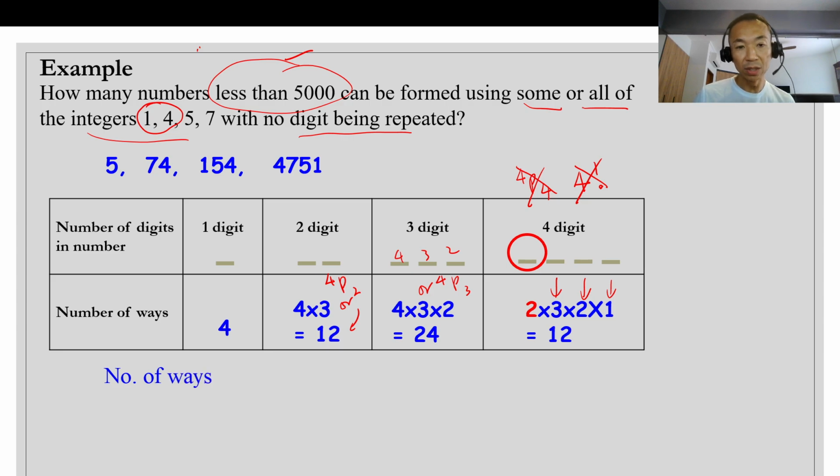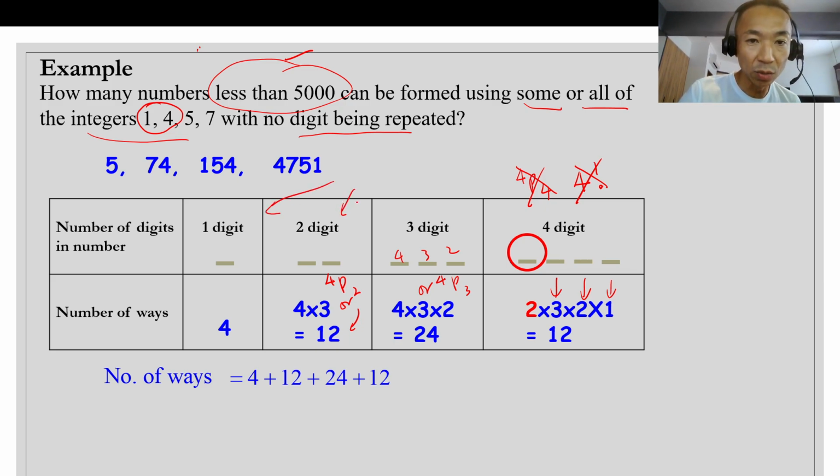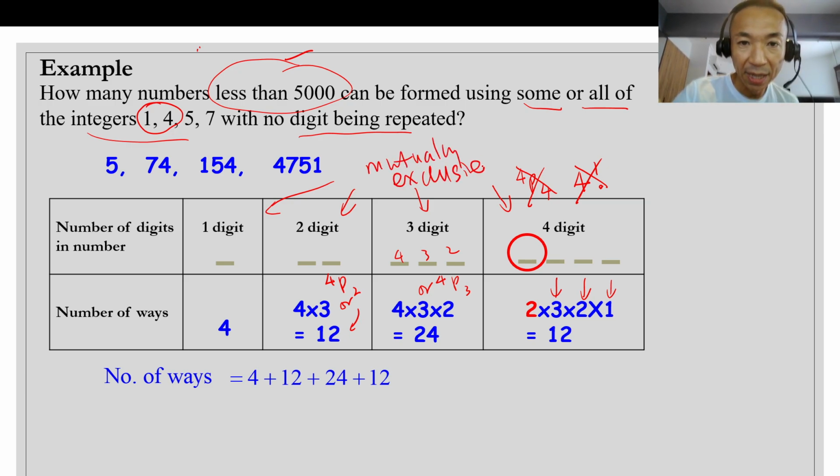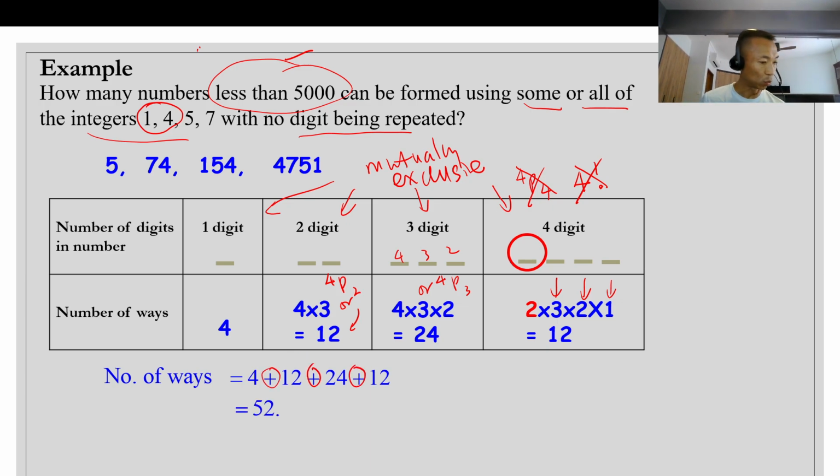So the total number of ways, now that we have divided into 4 separate cases, is the number of ways for each case, and you add them all up. The reason why you add them all up is because they are all mutually exclusive. If you get a 1-digit number, you won't get a 2-digit number, you won't get a 3-digit number. So all these cases are mutually exclusive. Therefore, you can add them all up. Final answer is 52. That's that.